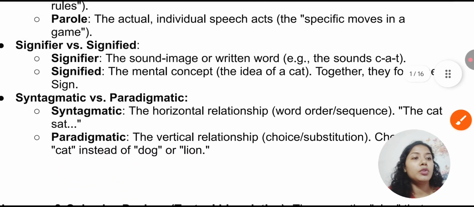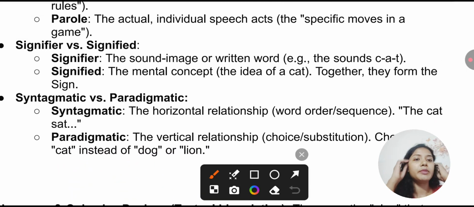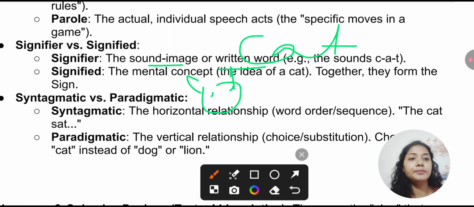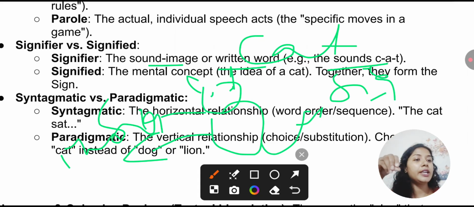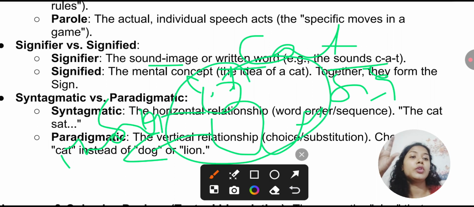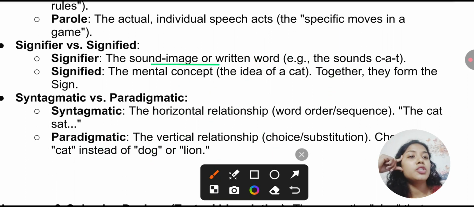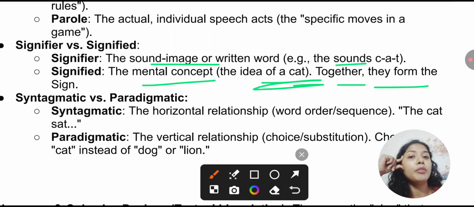Signifier and signified, we know; we understood it yesterday and in previous classes too. So sound, image, or the written word. I have written the word cat, and you have created in your mind the image of the cat. So this is the signified, and this is the signifier. The signifier is the word you have created, and the signified is what you imagined, that a cat looks like this. Okay. So sound, image, or written word, that is the sound of cat, and the mental concept, the idea of a cat, together they form a sign.